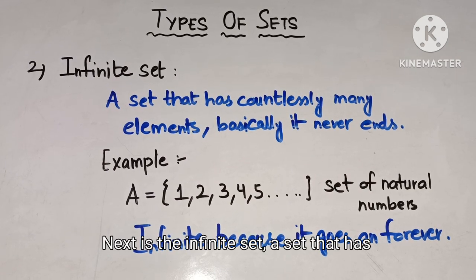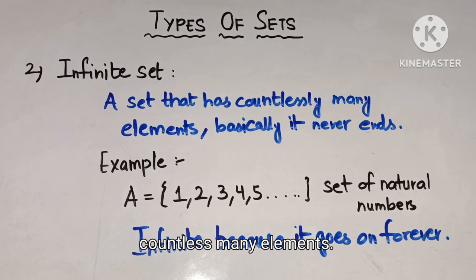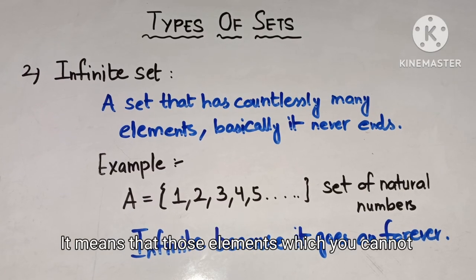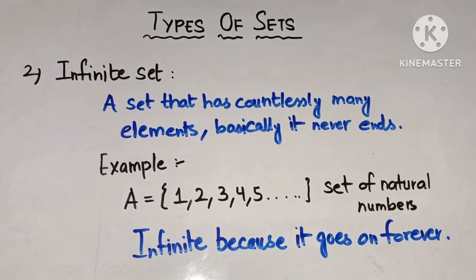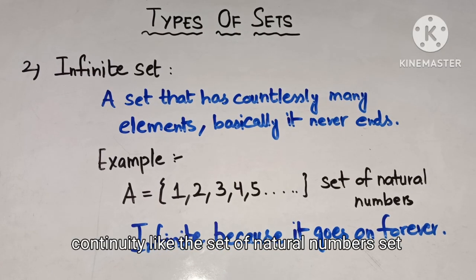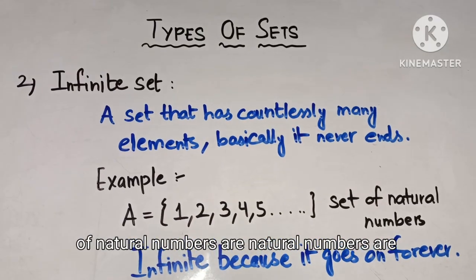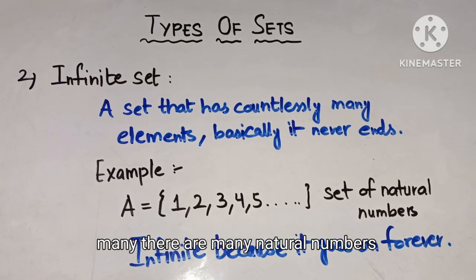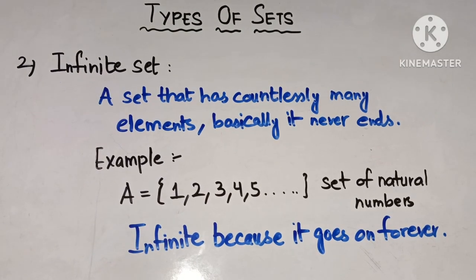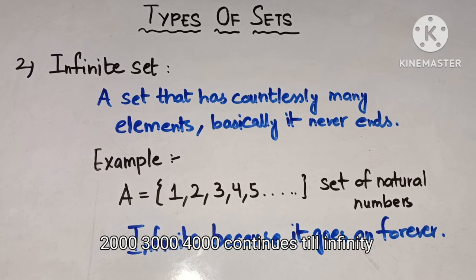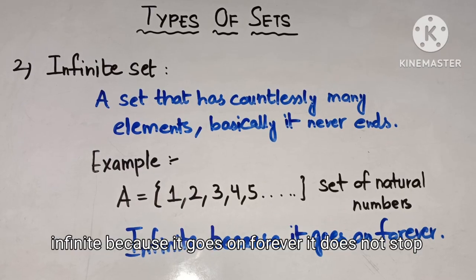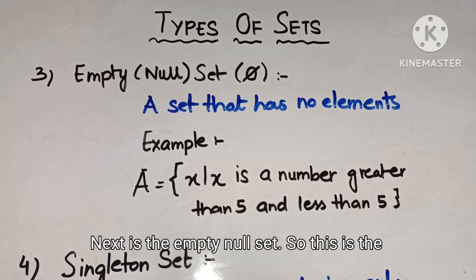Next is the infinite set, a set that has countless many elements. Basically, it never ends. It means those elements which you cannot count and they are in continuity, like the set of natural numbers. There are many natural numbers. From 1 it starts and goes 2, 3, 4, 1000, 2000, 3000, 4000. It continues till infinity. It is infinite because it goes on forever. It does not stop.